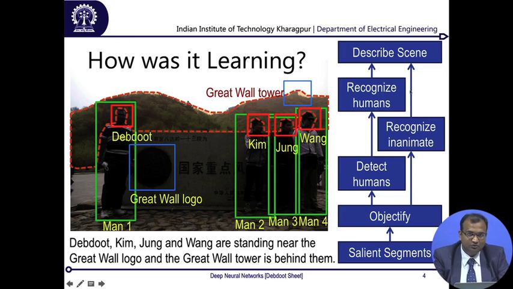This is the way in which a computer program is going to work, and if you look at this whole paradigm, you would see that it is a hierarchical framework. There is necessarily a hierarchy. You first need to find the salient segments, and then you would be objectifying. Then for some of these objectified parts you would be detecting humans, on some of them you would be recognizing inanimates, and you come down eventually to a place where you are able to close the whole pipeline and describe the scene.